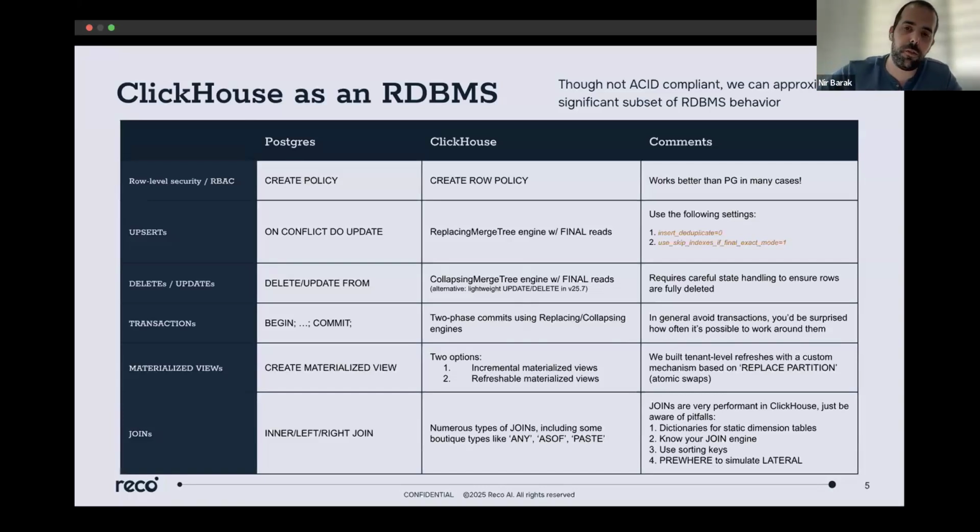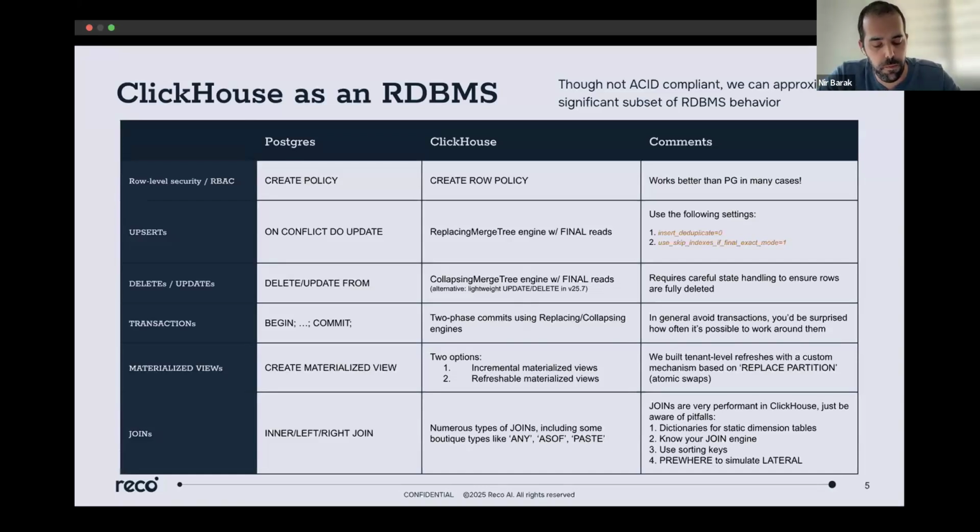So each tenant can have different refresh intervals and different data sets that we need to update. And not necessarily do we want to update all the tenants at once. So we implemented a very similar implementation of the refreshable materialized view, except we do it at the partition level.